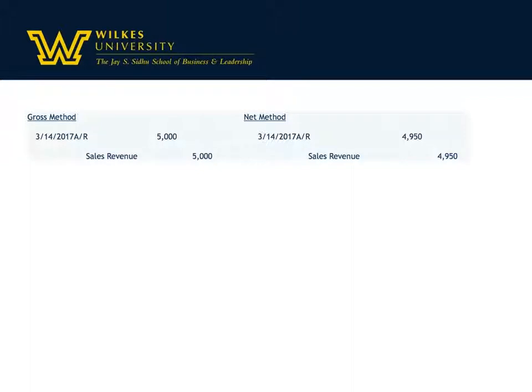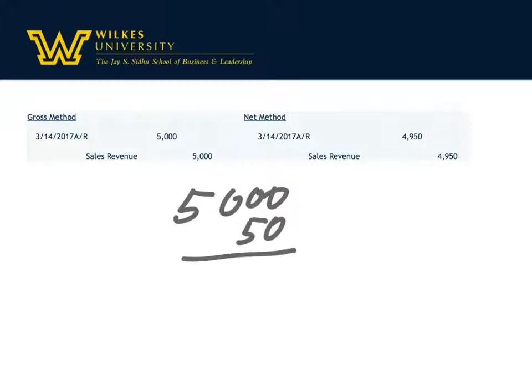The net method you may also have covered, but the net method is when companies assume you're going to take the discount. And I can show you lots of reasons that say basically it's cheaper to take the discount. It's actually cheaper to go to a bank and borrow money to get that discount. But we know the discount's $50. We know the purchase is $5,000. So a $50 discount means the company's really only expecting to collect $4,950. So they make their journal entry for $4,950.